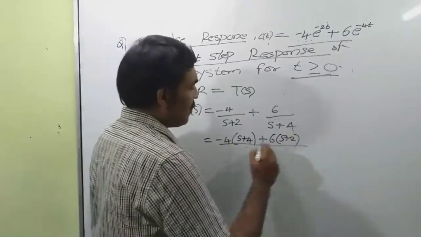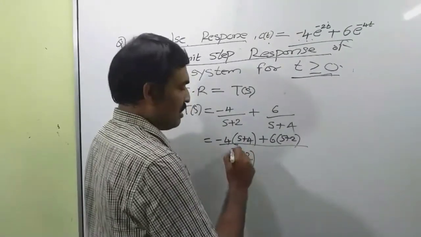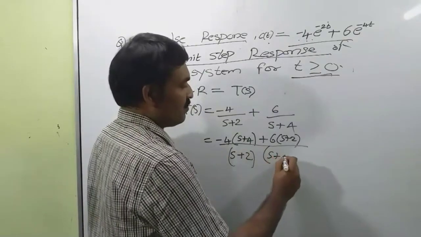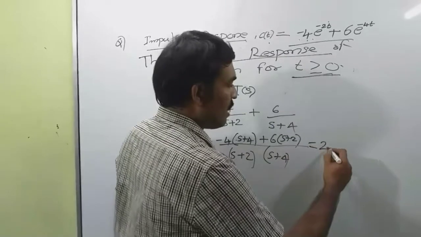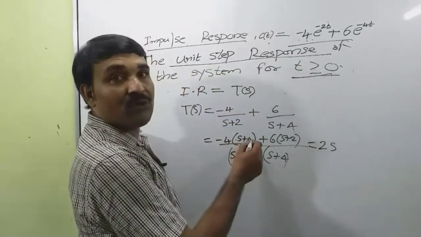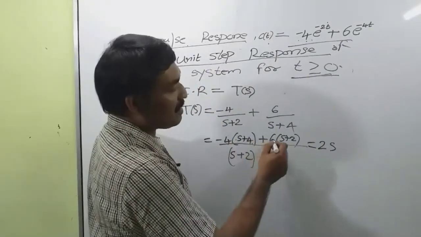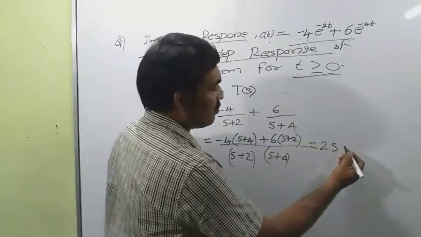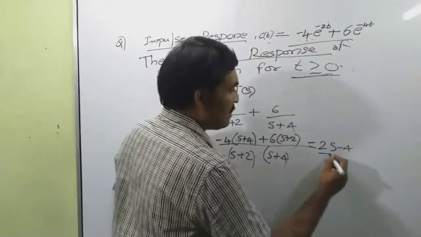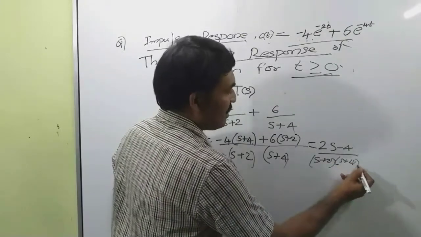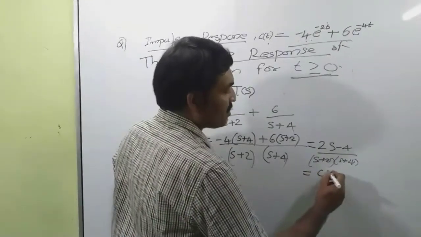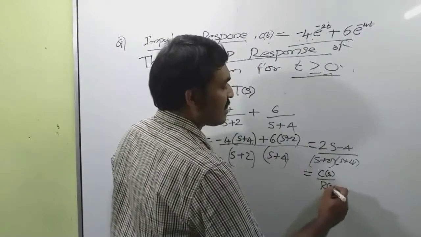This divided by (s plus 2) into (s plus 4). So minus 4s plus 6s, that is equal to 2s. Minus 4 into 4 is minus 16 plus 12, that is equal to minus 4. This divided by (s plus 2) into (s plus 4). This is our C(s) by R(s), that is the transfer function.